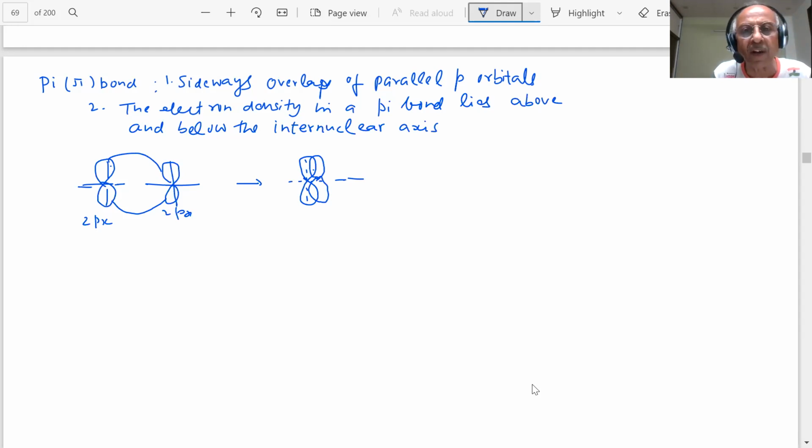The result is that the electron density is above and below the internuclear axis. This is our internuclear axis. So you will have electron density above, and electron density below. You have electron density above and below the internuclear axis. This is the formation of a pi bond.